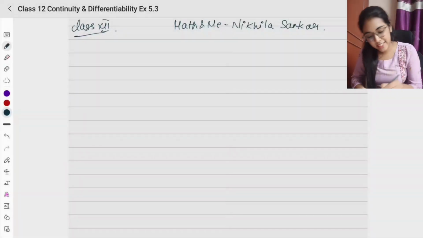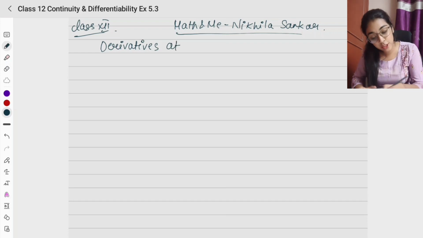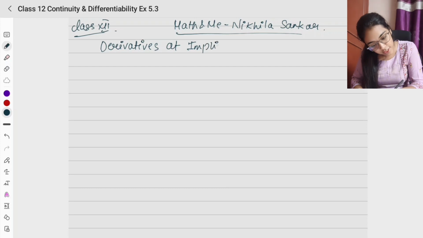So moving on to the next topic. So now we are going to deal with derivatives of implicit functions. So until now we were looking at composite functions, correct? Function of a function. Now we are going to look at derivatives of implicit functions. Okay, so do you understand?